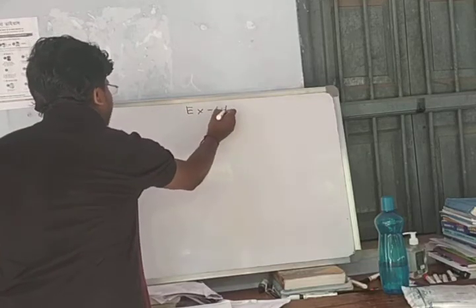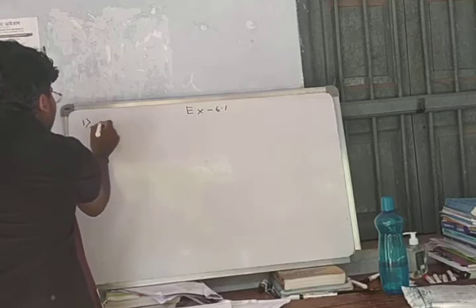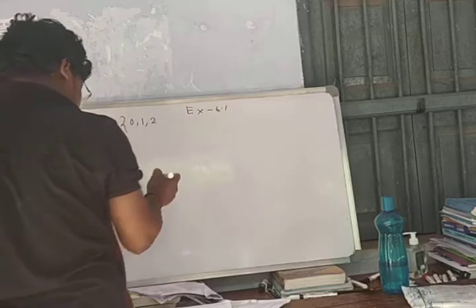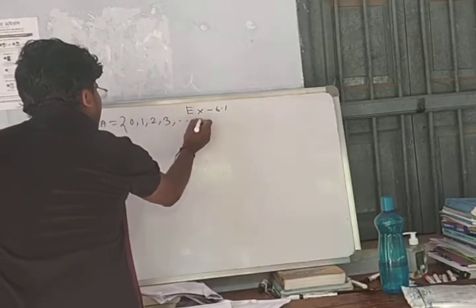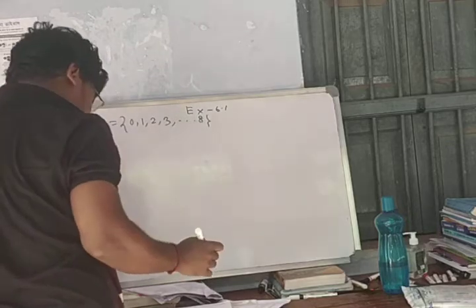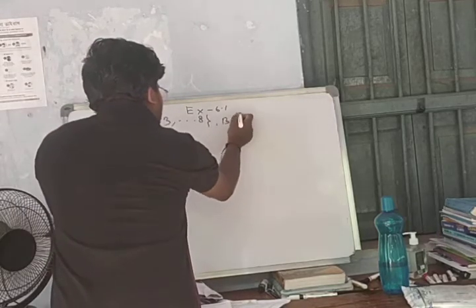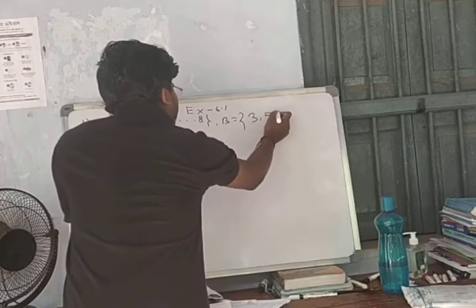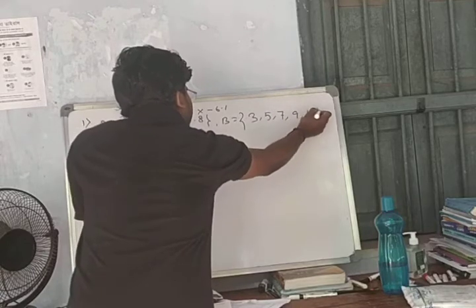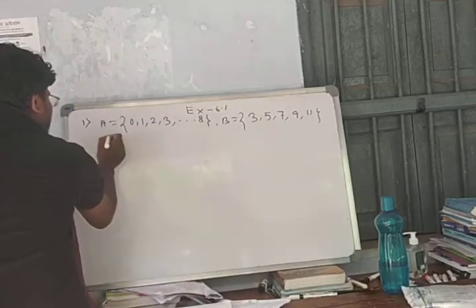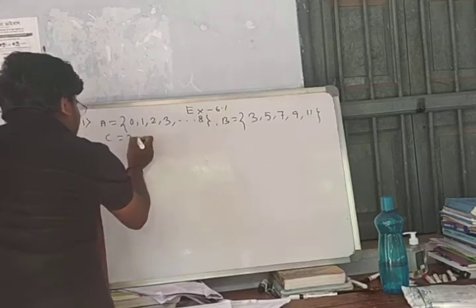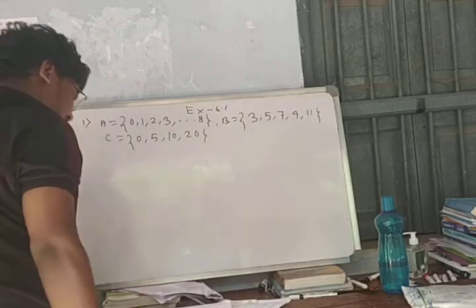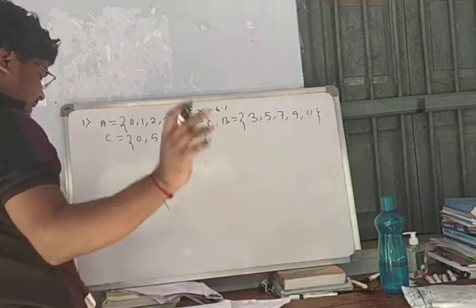Exercise 6.1. A equals 0, 1, 2, 3 up to 8. B equals 3, 5, 7, 9, 11. And C equals 0, 5, 10, 20. Okay.